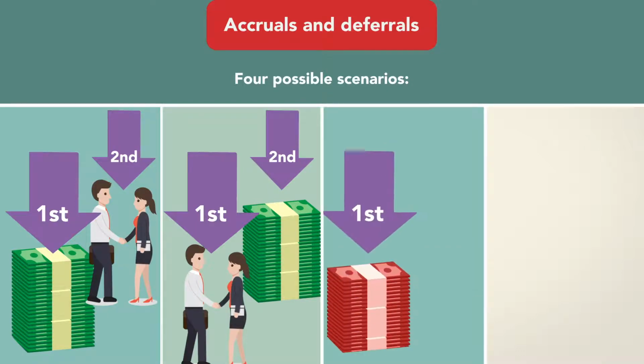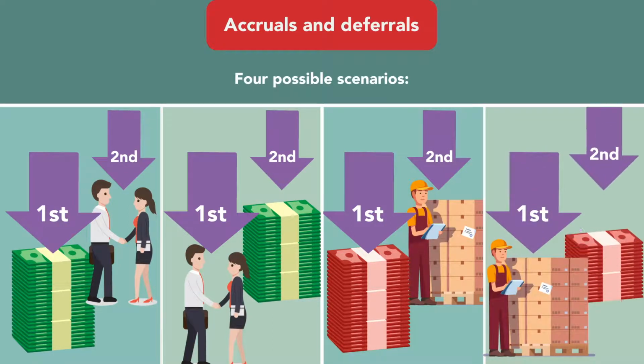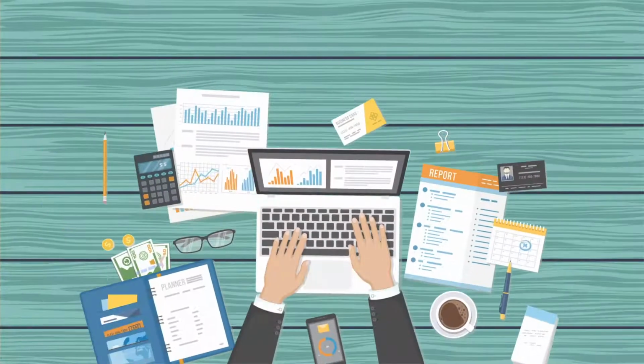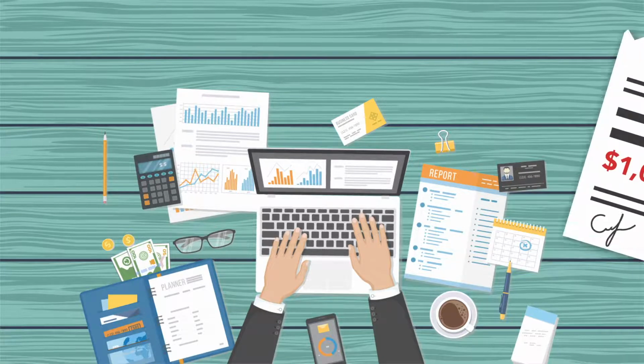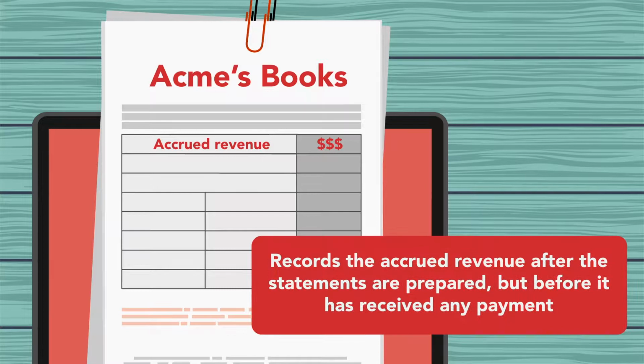Similarly, a company may accrue an expense and thus pay for something before using it, or alternatively, a company may defer an expense, effectively benefiting from something before paying for it. For example, assume Duke Accounting Services prepares financial statements for Acme Corporation and bills Acme for $1,000. Duke records the accrued revenue after the statements are prepared, but before it has received any payment. It also records the amount owed by Acme in an accounts receivable account.